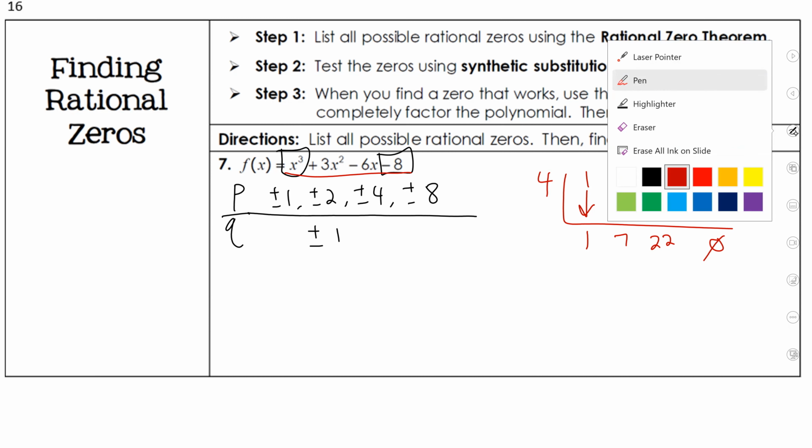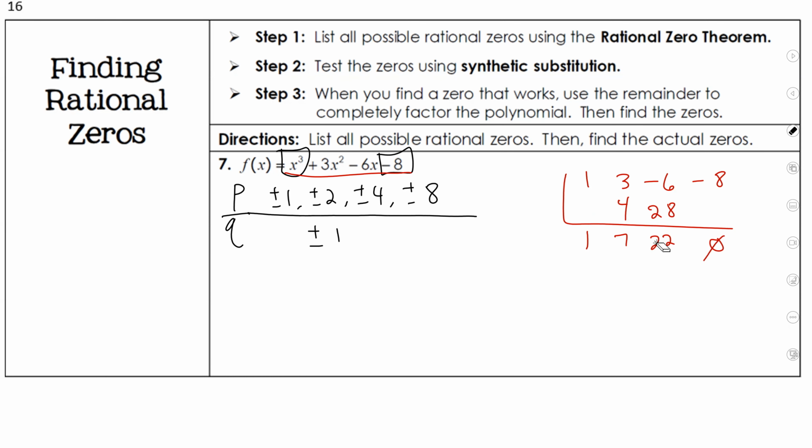Let's try another one. 2? What about the negative? So this will become, if this doesn't work, I'll just give you the answer. Oh, it worked. It works? What is this? 4, 8. Perfect. We got 0. That means 2 is a 0.